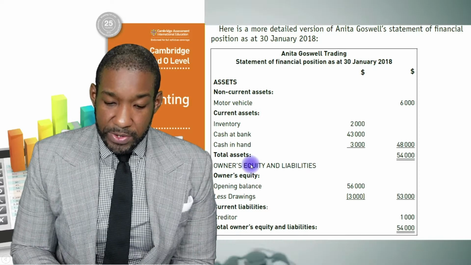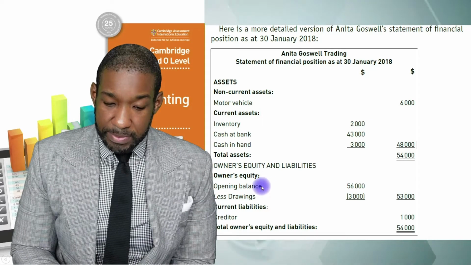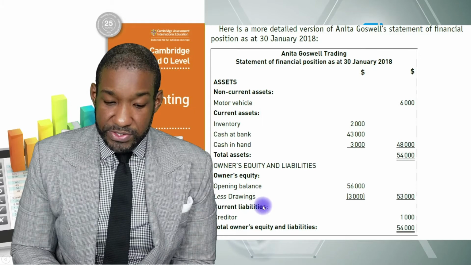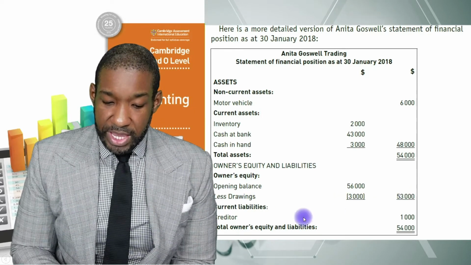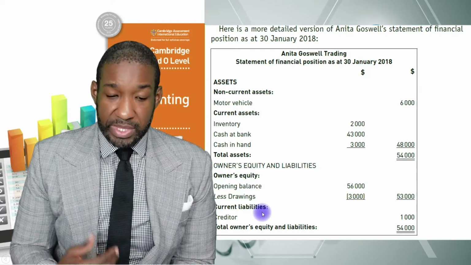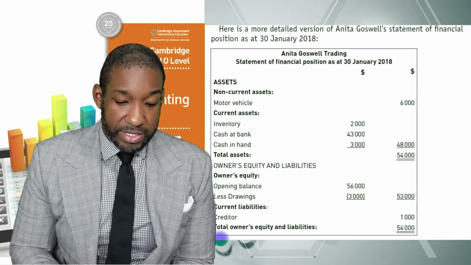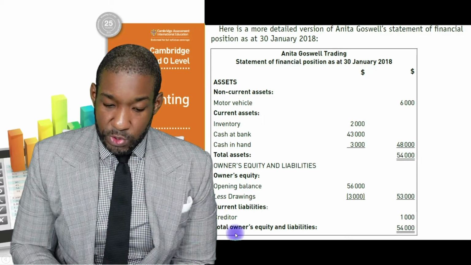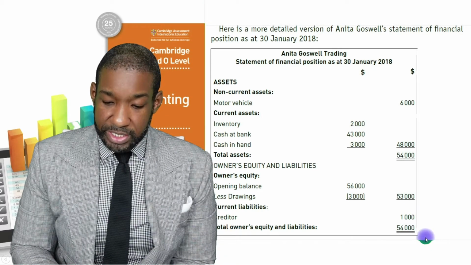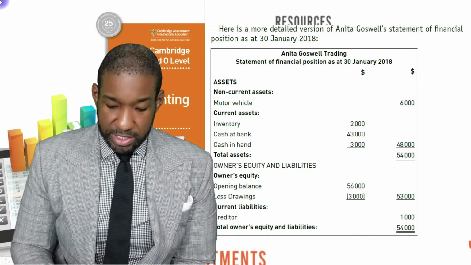Owner's liability and equity. Owner's equity is the opening balance, $56,000, less those drawings of $3,000, $53,000, and current liabilities, as they're being paid off even within a month, the creditor is $1,000, so total owner's equity and liability, $54,000.